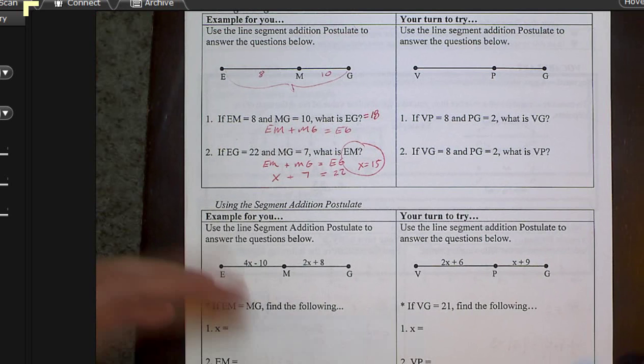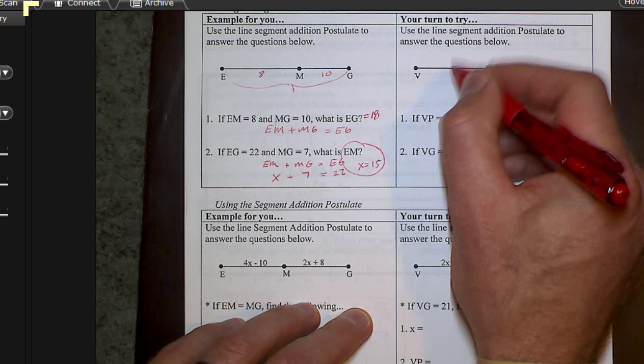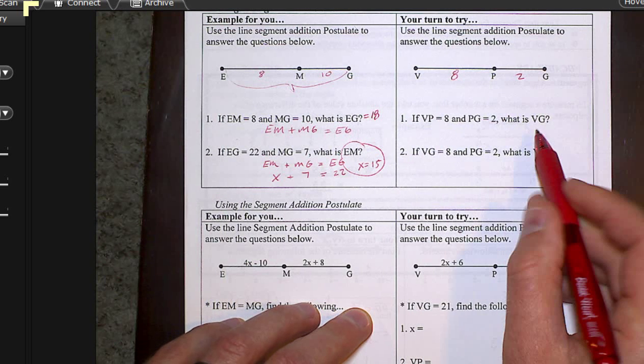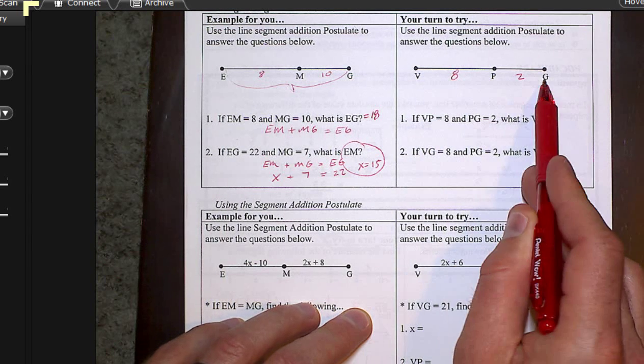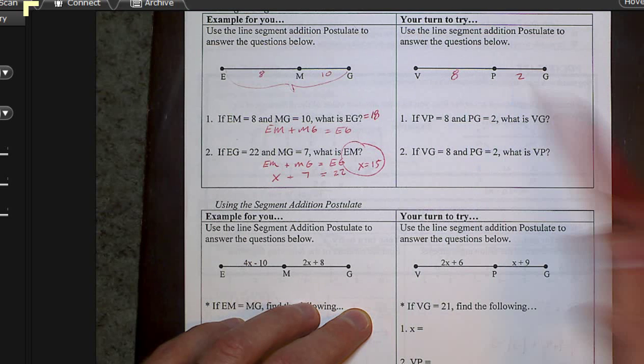It's a very similar problem to the one we just did, so I'm going to go ahead and get started on this. If VP is 8, I'll use the picture here and draw in my 8, and PG is 2. They want to know the length of this entire segment VG, which is going to be 10. 8 plus 2 makes 10.